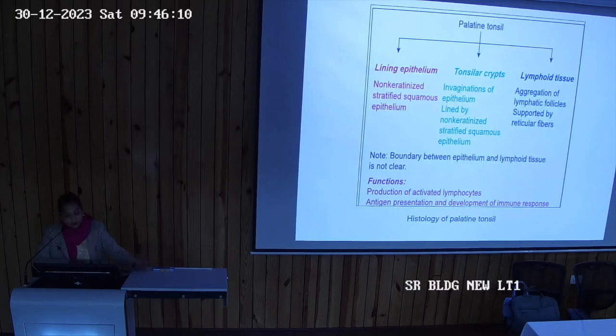Now the boundary between the epithelium and lymphoid tissue is not clear. There is no demarcation there. Functions: production of activated lymphocytes, antigen presentation, and development of immune response. Because what type of organ is it? Secondary lymphoid organ. This is the summary of the tonsils.